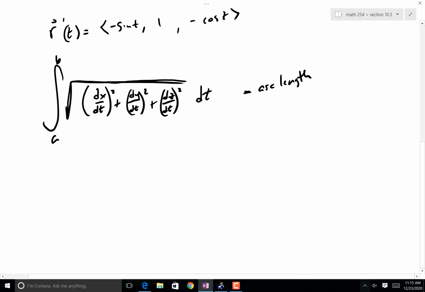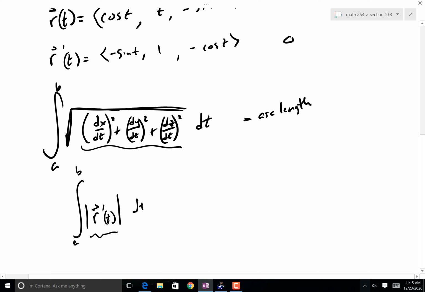You're like, well, wait a minute. Isn't this the magnitude of r prime? It is. Couldn't I write it like that? You can. Or you're going to do this to actually do the math. But yeah, it's the same. Good job. So let's do this one here.